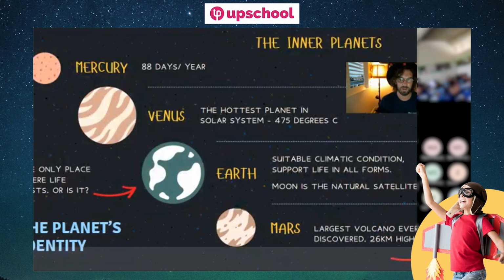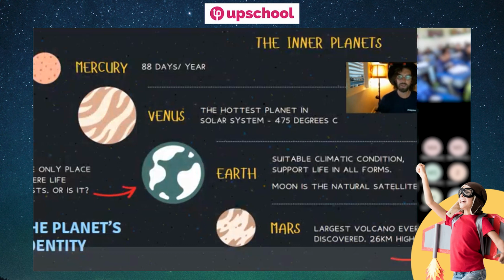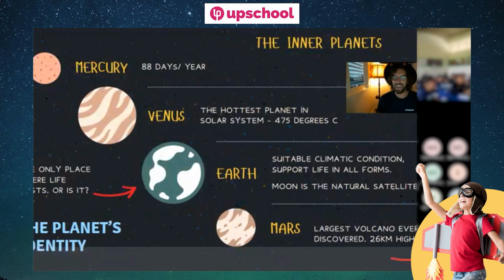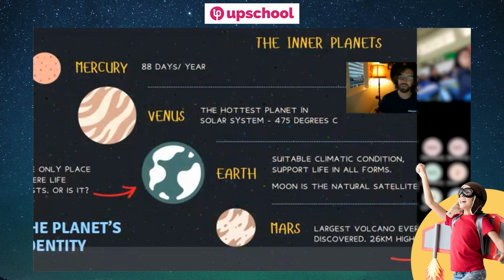Mercury, check this out. On Earth, 1 year is 365 days. But on Mercury, it's only 88 days. If you live on Mercury, 1 year is only 88 days. It's a very quick year. Number 2, let's go to Venus.